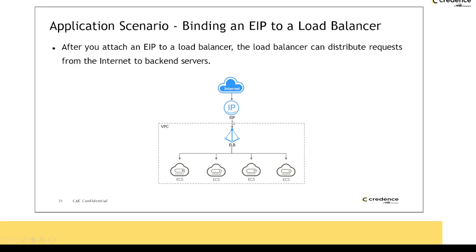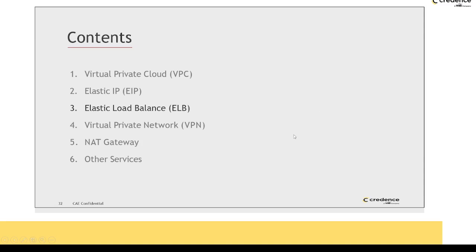We are using EIP to connect to the internet. Okay. Alright. So this is for EIP. So now I go to the third part of chapter 3, which is Elastic Load Balance, ELB.